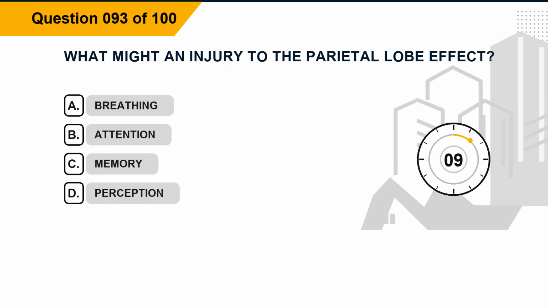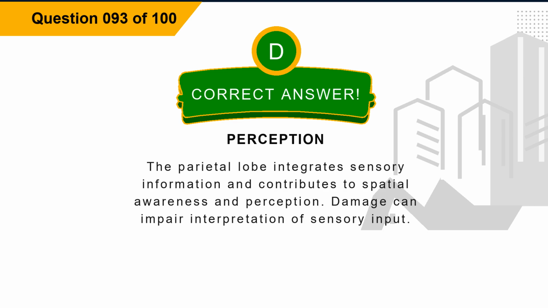Question 93. What might an injury to the parietal lobe affect? Option A. Breathing. Option B. Attention. Option C. Memory. Option D. Perception. The correct answer is option D. Perception. Explanation. The parietal lobe integrates sensory information and contributes to spatial awareness and perception. Damage can impair interpretation of sensory input.